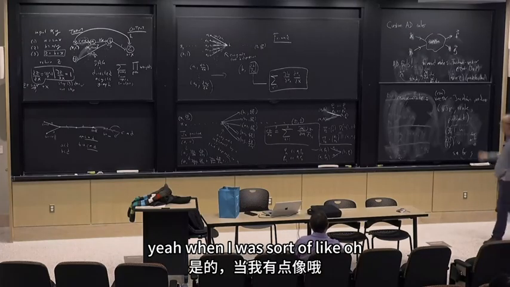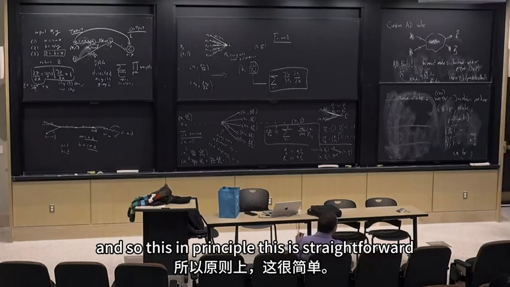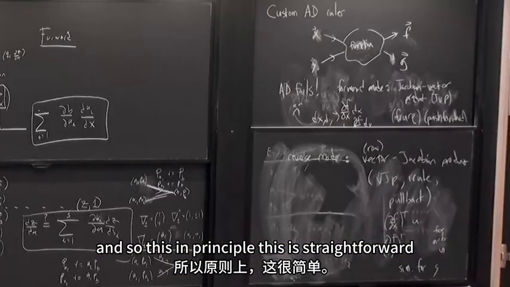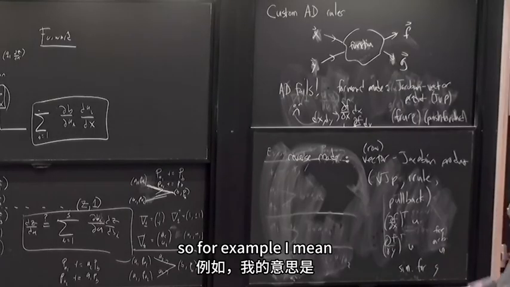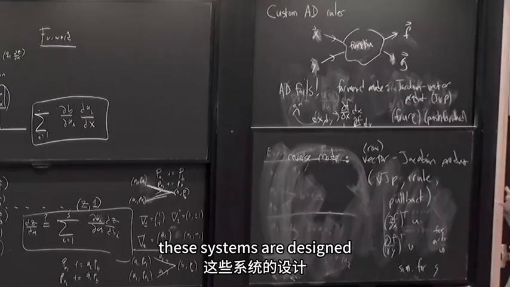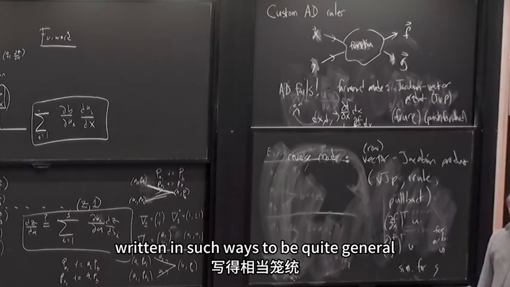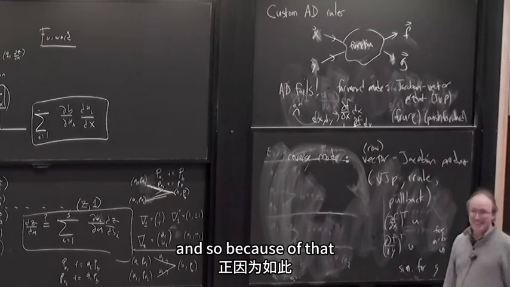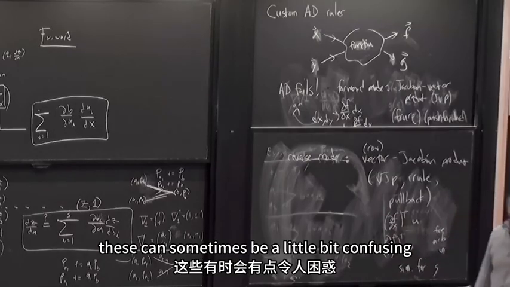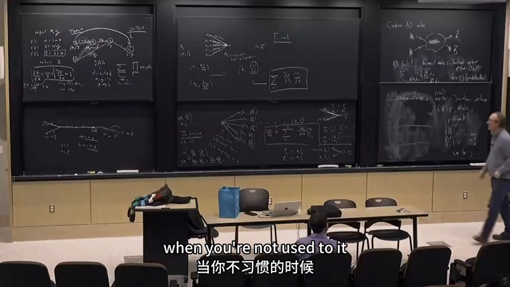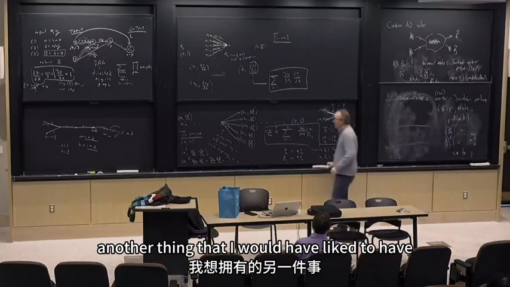Yeah. When I was sort of like, oh, I'm just going to do the scalars. And so this, in principle, is straightforward. In practice, you need to think a little bit about the rules for what this even means. So, for example, these systems are written in such a way as to be quite general. And because of that, the interfaces for supplying these can sometimes be a little bit confusing when you're not used to it.